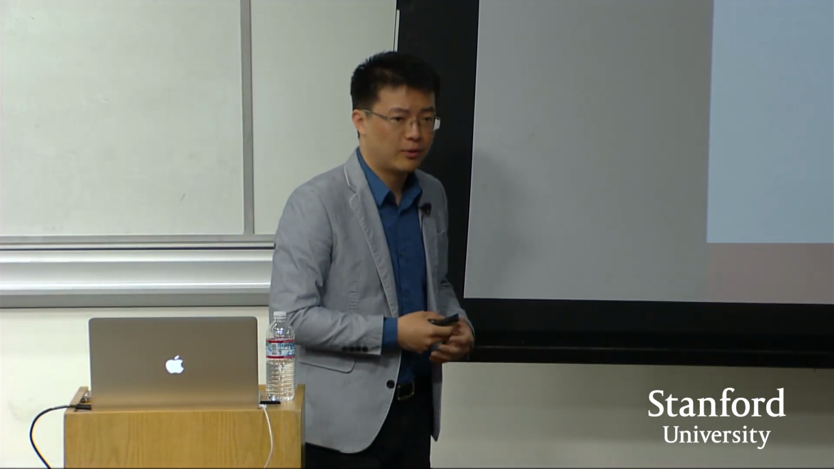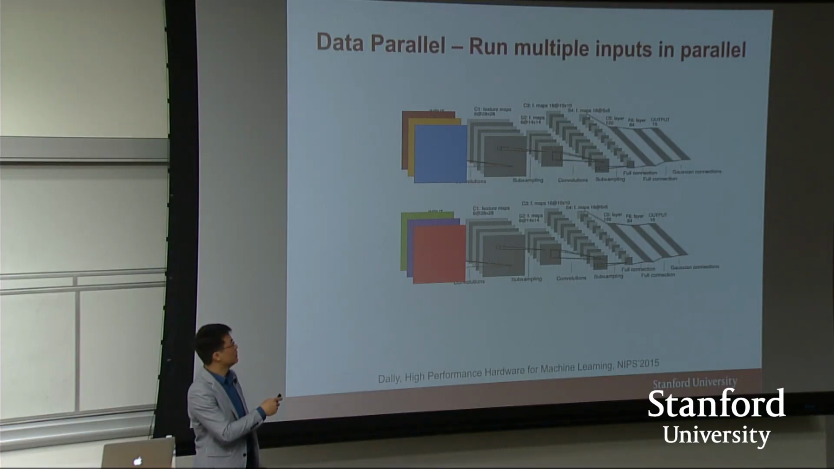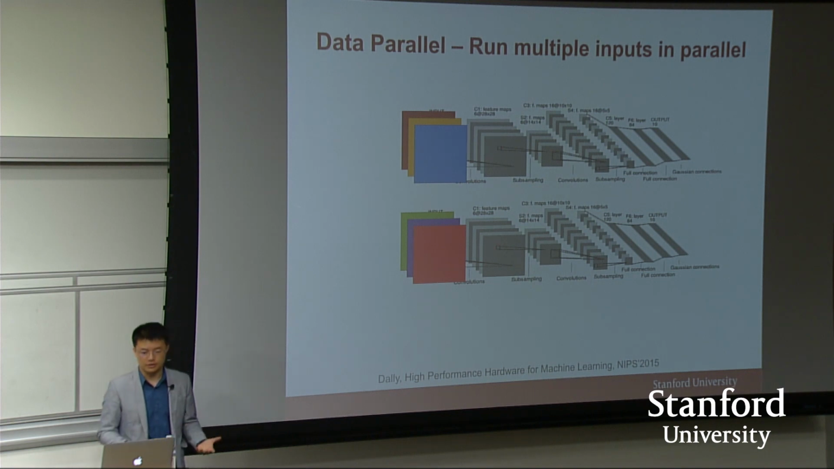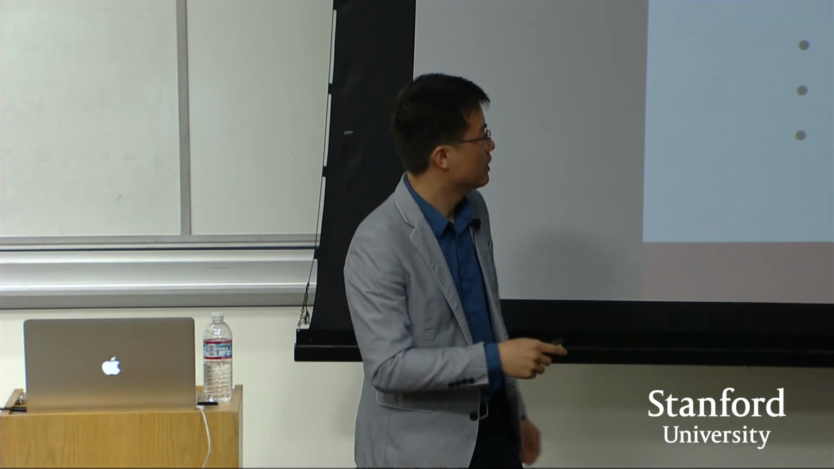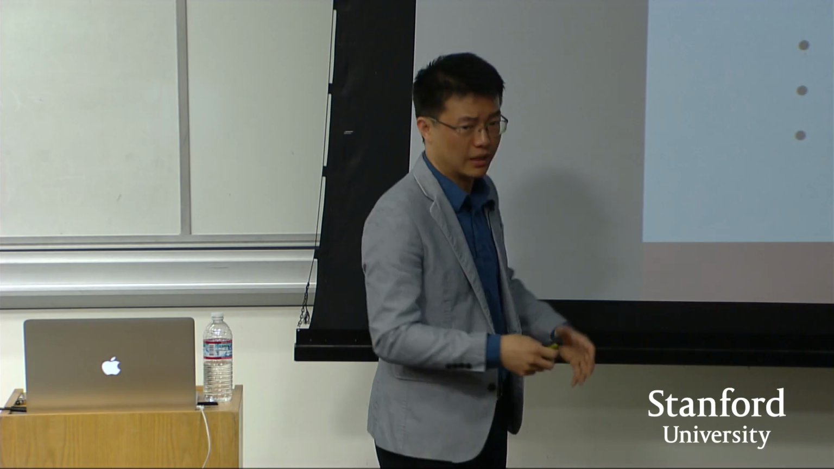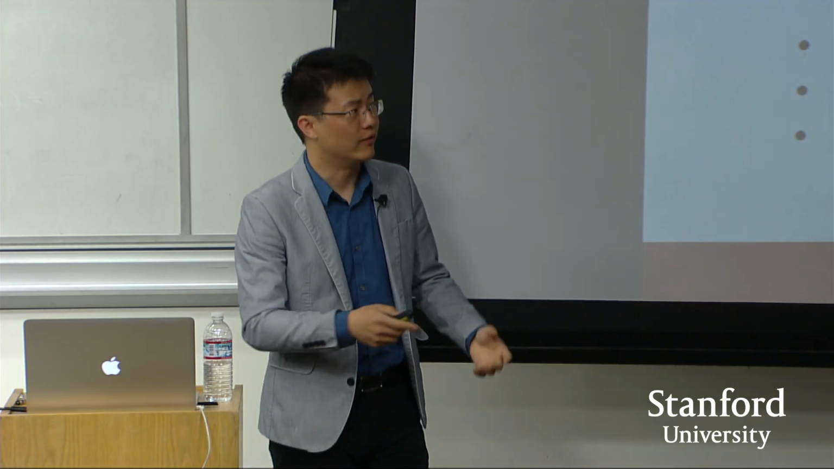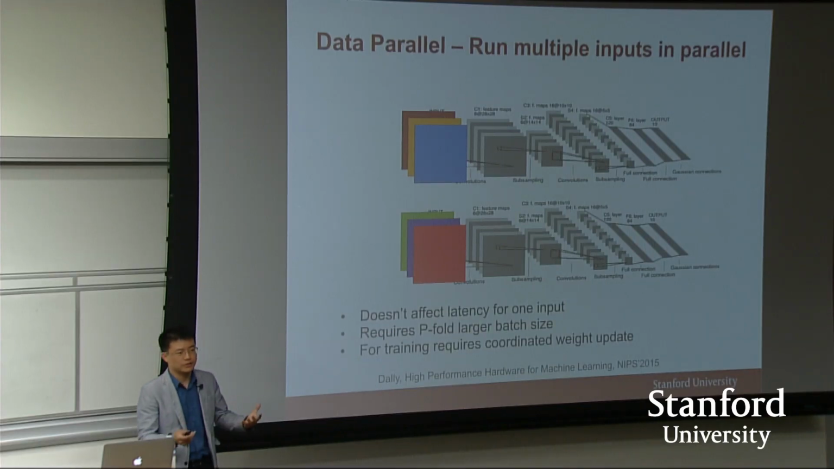Actually, there are a lot of opportunities for parallelism in deep neural networks. For example, we can do data parallelism. For example, feeding two images into the same model and running them at the same time. This doesn't affect the latency for a single input. It doesn't make it shorter, but it makes the batch size larger. Basically, if you have 4 machines, your effective batch size becomes 4 times as before.